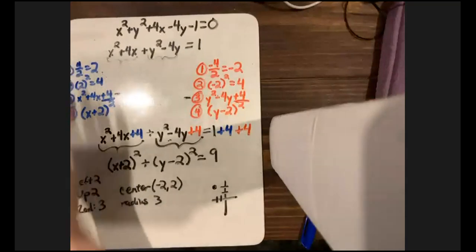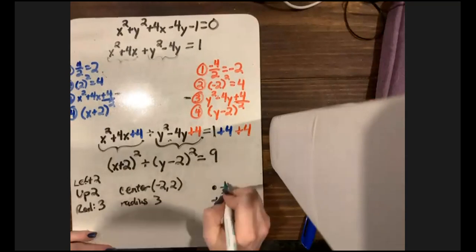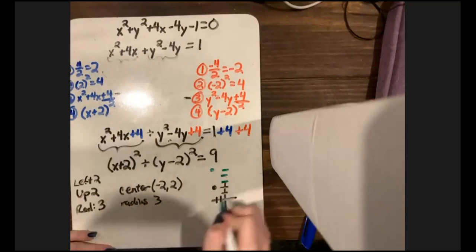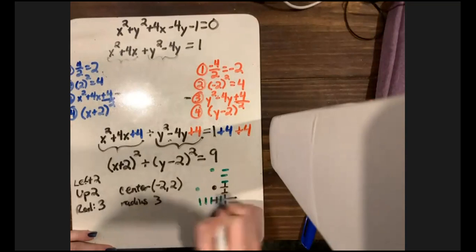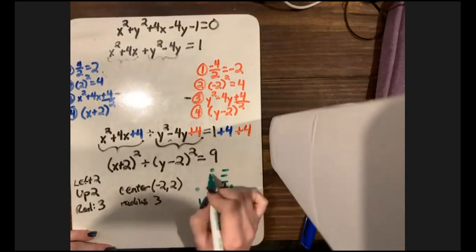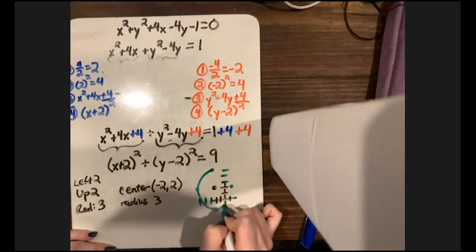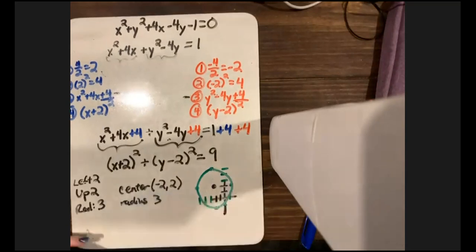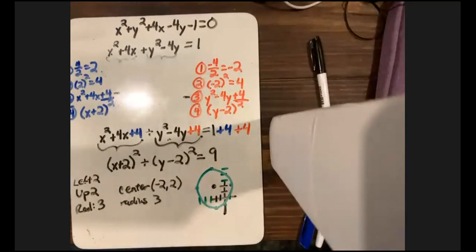So if I had to finish this out, 1, 2, 3, 1, 2, 3, 1, 2, 3, 1, 2, 3. There's my lovely circle. Now, that is the end of section 2.8. So that is the end of what we needed to get through tonight.